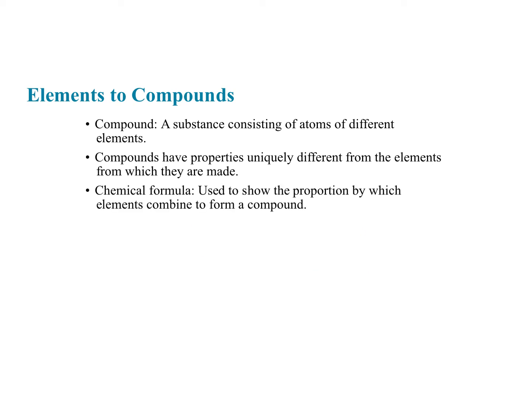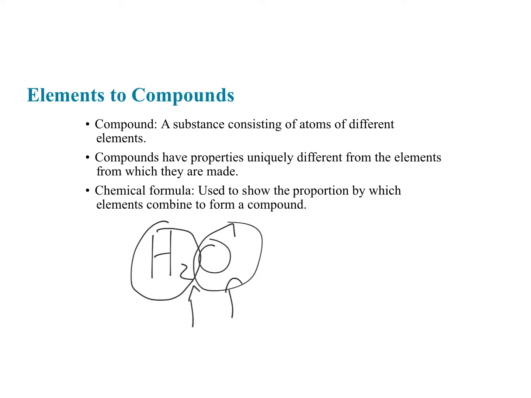So let's recap. A compound is a substance consisting of atoms from different elements. Compounds have properties uniquely different from the elements from which they are made, and chemical formulas are used to show the proportion by which elements combine to form a compound. In other words, if I tell you that water is made up of H2O, this is one we already know, we know that that's 2 hydrogen atoms and 1 oxygen atom. That is the formula, and it shows you how many hydrogen atoms you have for every oxygen in that water.